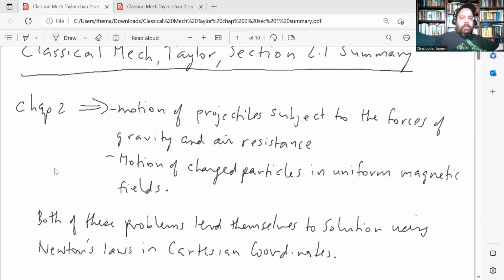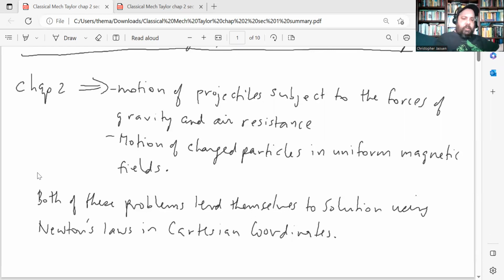The other thing that he talks about in this section is motion of charged particles in uniform magnetic fields, which I'm not sure I'm going to get to. I might end up skipping that section because I don't actually know anything about electromagnetism yet. When I skim through that section, I'll see if I feel like I can do the stuff that's in there or not. If I don't have enough background, I'll just skip it and come back to that maybe once I've learned some electromagnetism. So those are the two things that he talks about in chapter 2.